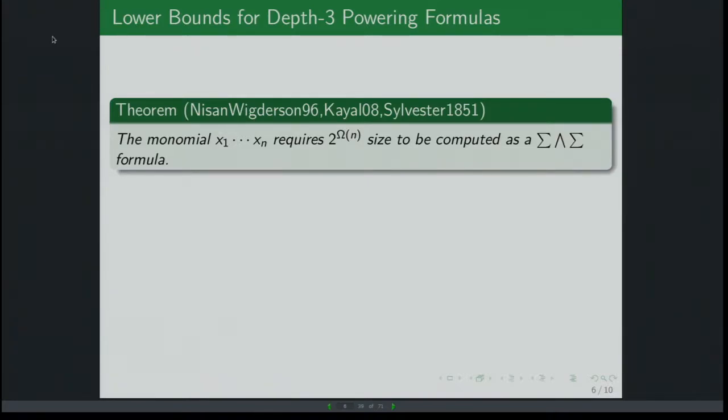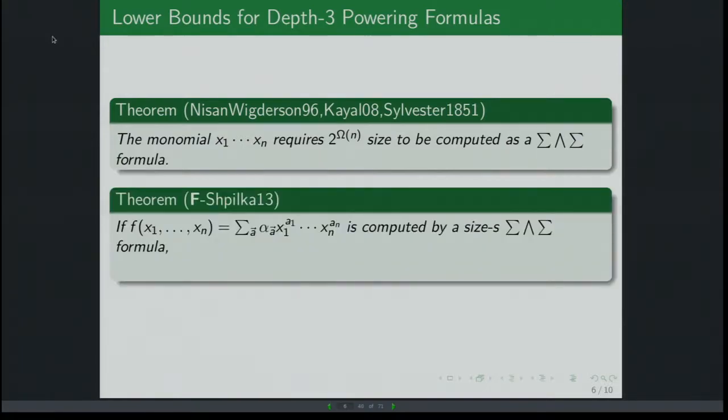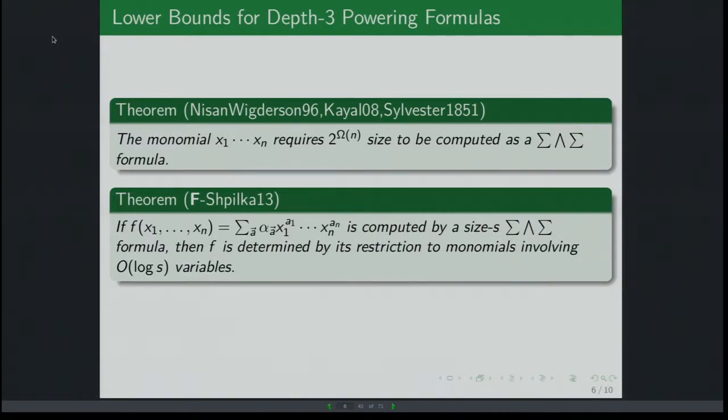Well, the result I sort of want to tell you about today is the following. Suppose I give you one of these formulas. Now take it and express it as a polynomial. Like just expand all of the monomials. There are going to be many, many monomials. And this polynomial will actually be determined by its restriction to those monomials on very few variables.